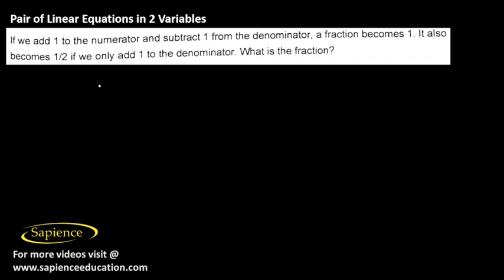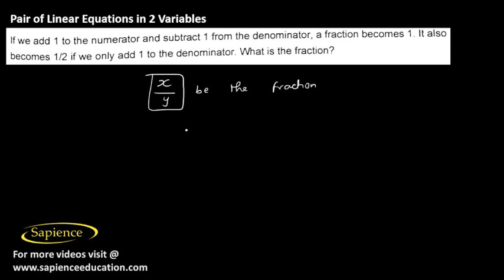If we add 1 to the numerator and subtract 1 from the denominator, a fraction becomes 1. So there is a fraction, which means it has a numerator and denominator. So let us assume the fraction to be x by y. Let this be the fraction.